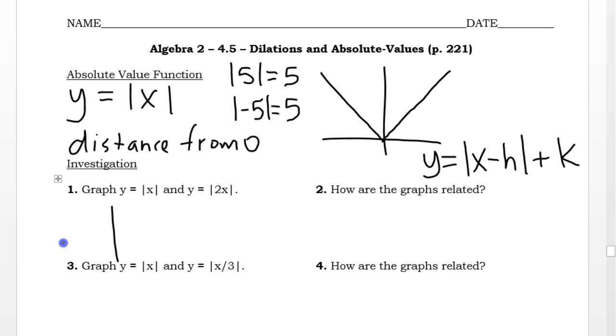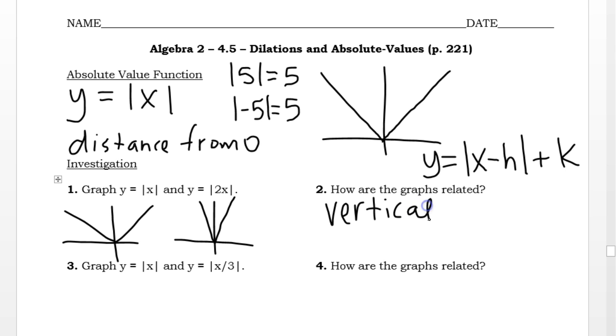So I have my standard absolute value graph. If I do the absolute value of 2x, that graph looks taller and skinnier. I like to think about it as if you had that function printed on a balloon, like those happy birthday balloons, and when you blow them up they get bigger and bigger. So if I had this printed on a balloon and I pulled that balloon vertically, that would look like a vertical dilation. The graph gets taller and skinnier.